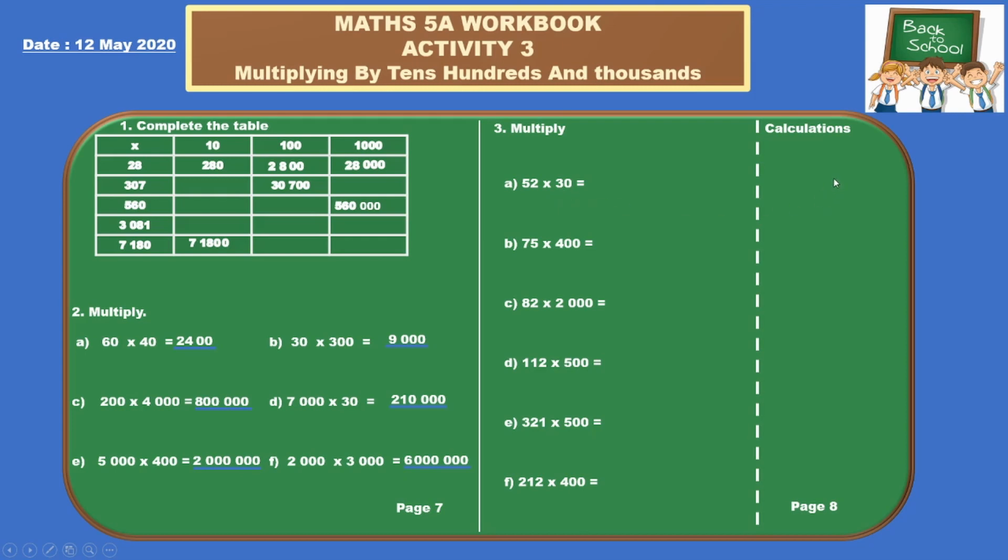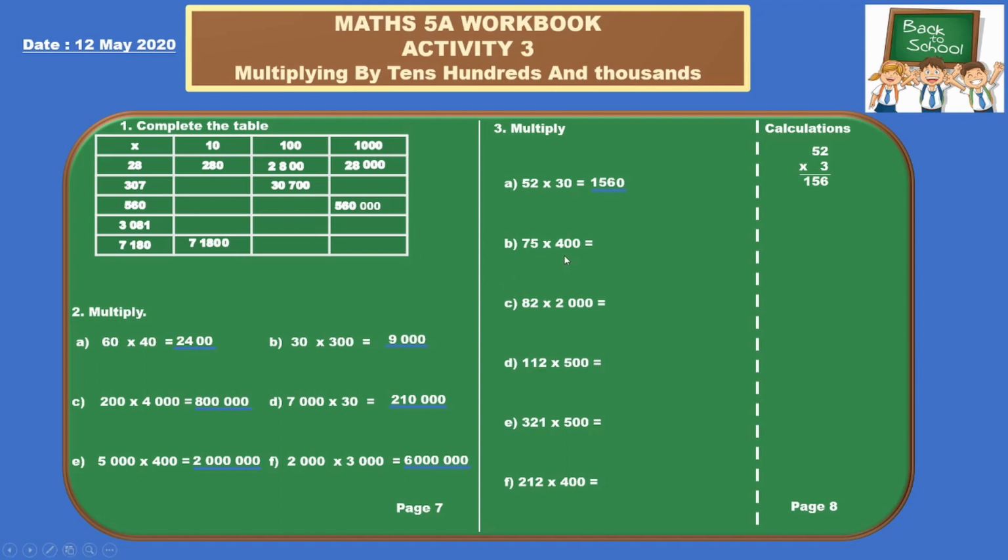Do your calculation here. First, 52 times 3. 2 times 3 is 6. 3 times 5 is 15. So, 156. Then, tag 1 zero. So, the answer will be 1,560. Then, underline in blue.